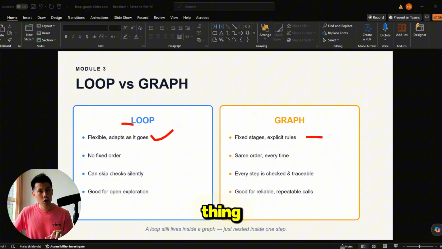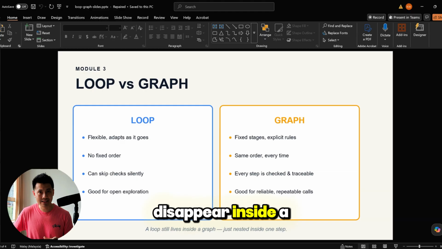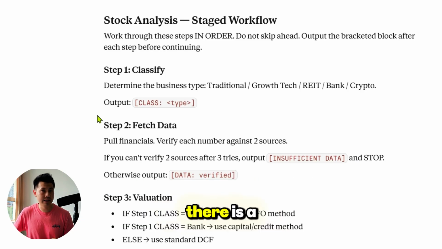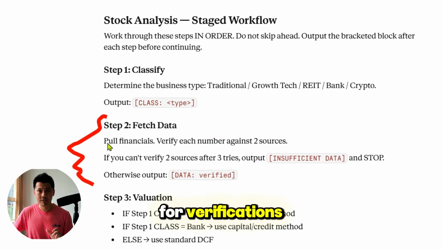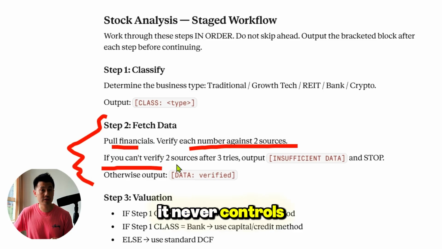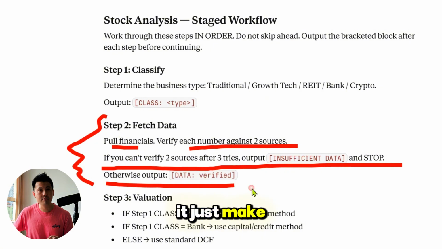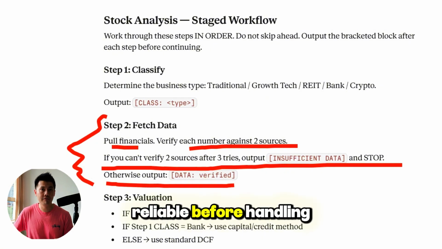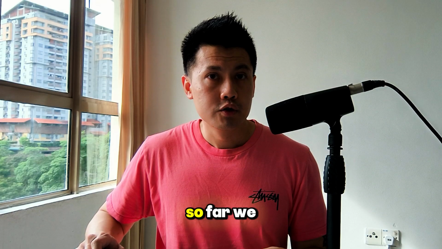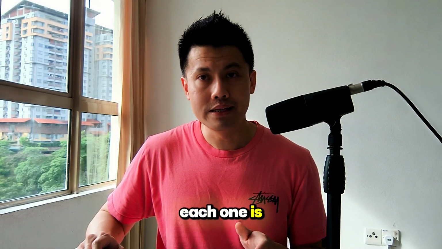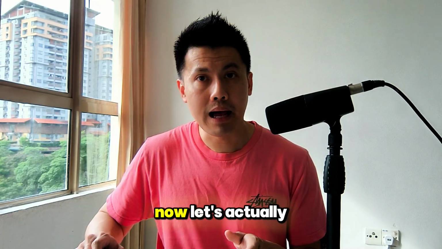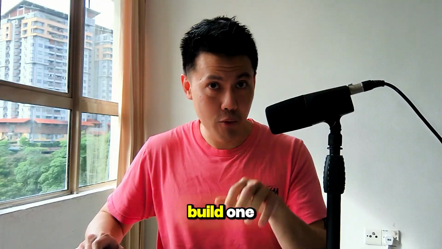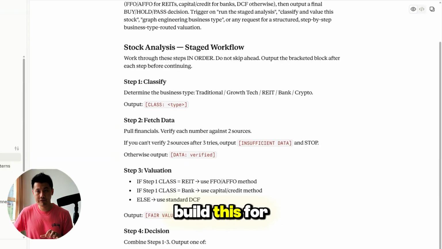And one more thing, loops do not disappear inside a graph, they just get smaller. So inside my data fetch step, there is a tiny loop just for verification. It never controls the whole analysis. It just makes one step more reliable before handing off. So far we have covered what each one is and how they are different. Now let's actually build one. Here's how to build this for real.